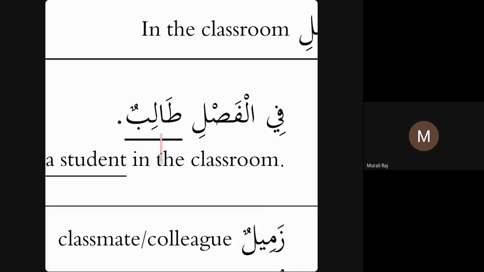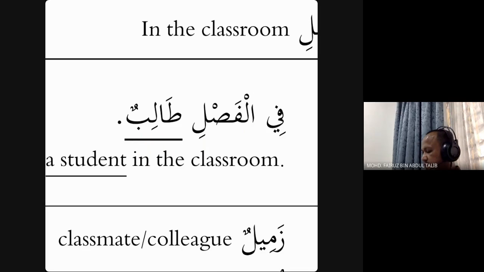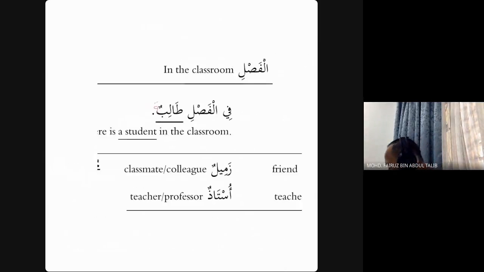Fil fasli taliba. Yes, correct. Fil fasli taliba. So what do you do? You just add this ta to the end of the word, right? We have learned this. Change from a muzakkar word to a muannas word simply by adding the ta. So we call it the round ta, or the Arabic word for it is ta marbuta. That is the term. Okay, the round ta, not the flat ta, the ta marbuta. Now, so fil fasli taliba, in the classroom there is one female student. Okay, so this is your phrase. You can use this with other words.